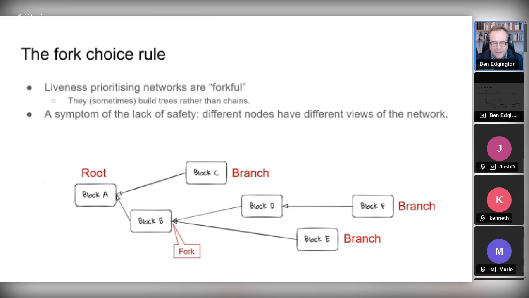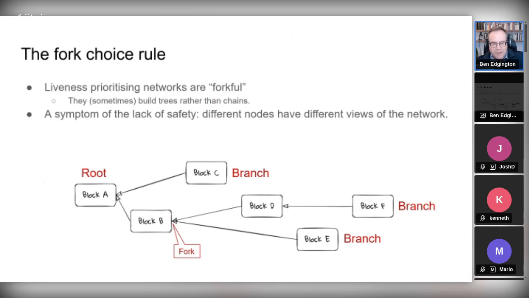Now, the challenge that we have before us is that networks that prioritize liveness tend to be forkful. If they weren't, they would be safe, because everybody would agree with each other all the time. But because nodes disagree, because of late messages, or because an attacker is feeding different messages to different nodes, or because of faulty software or something like that, they have different views of the network at any given time. And this results in what we call forks. So we end up with a block tree rather than a blockchain.